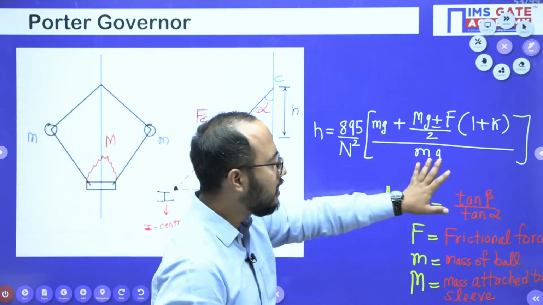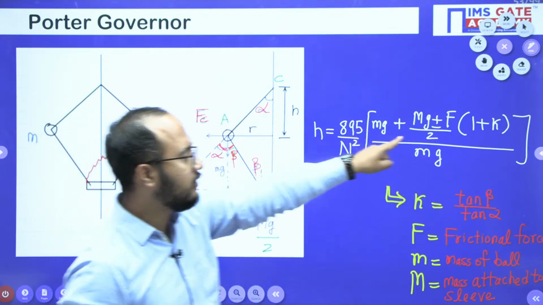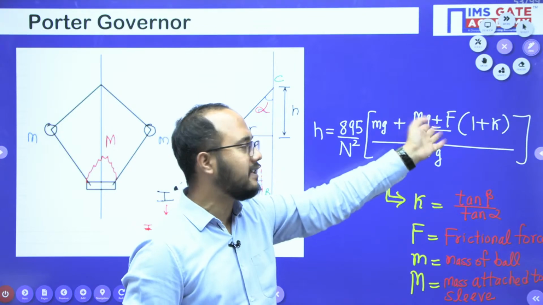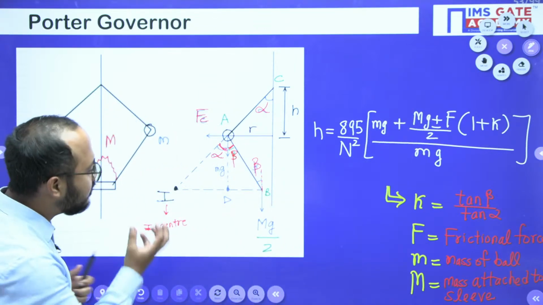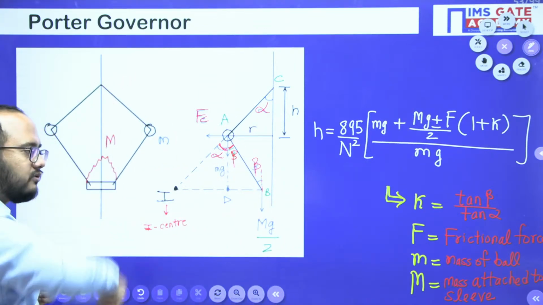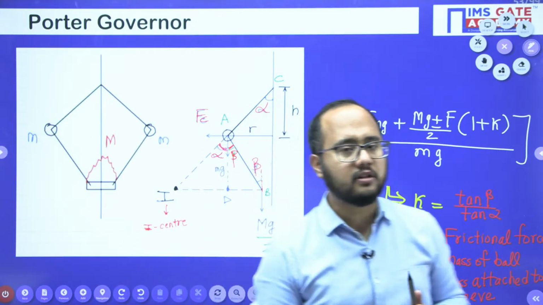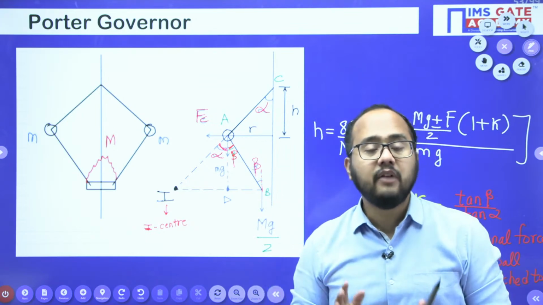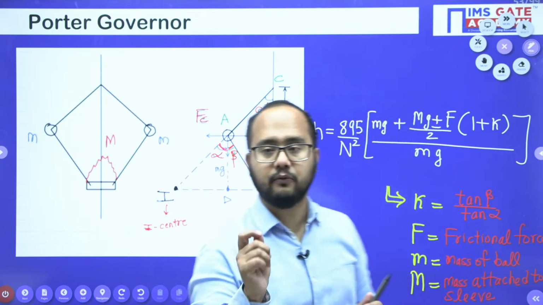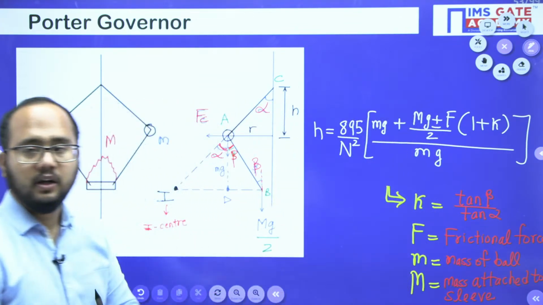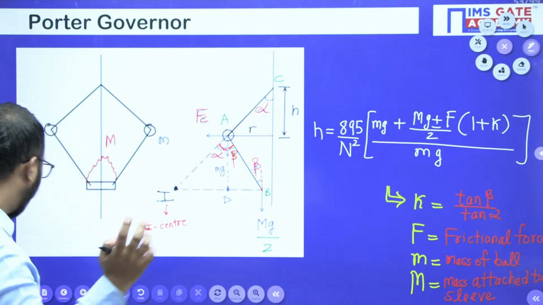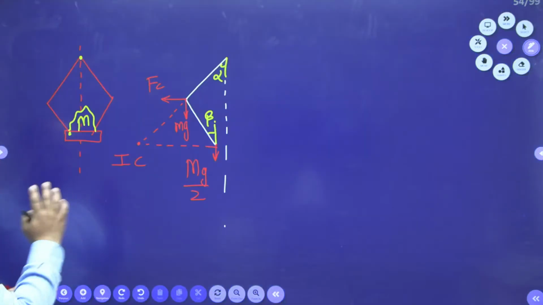So this formula you need to remember, and see, F is the frictional force. But why have I written the plus minus sign? See, when the sleeve is moving upwards, the friction force will act downwards. When the sleeve is moving downward, the friction force will be upward. So that's why we have used the plus minus sign. Okay, you have to consider this point, everyone. Okay, now next point. So we have discussed this thing.